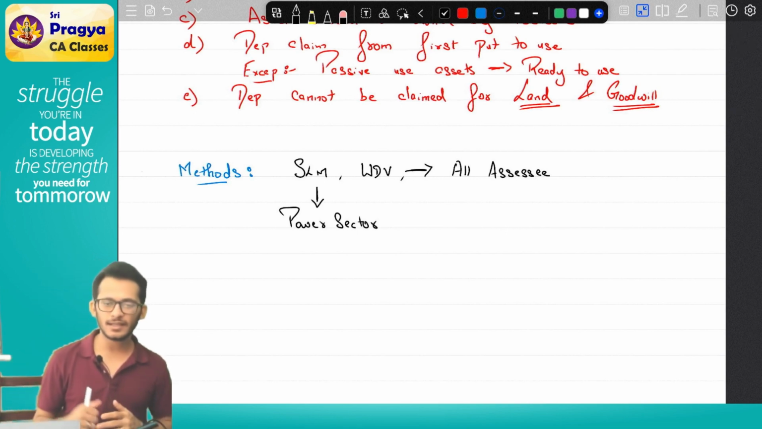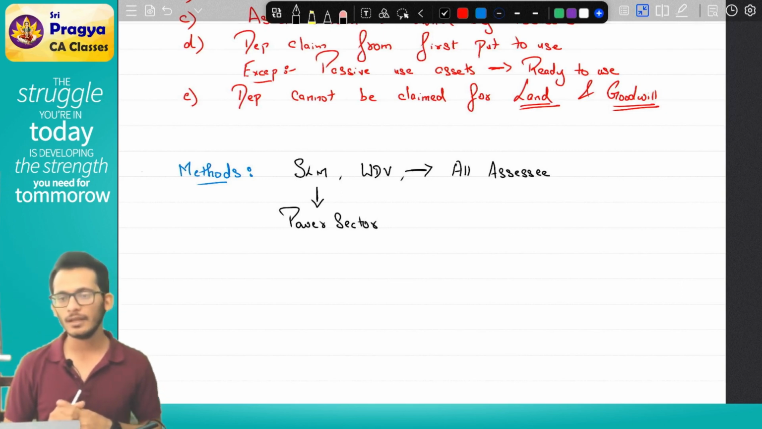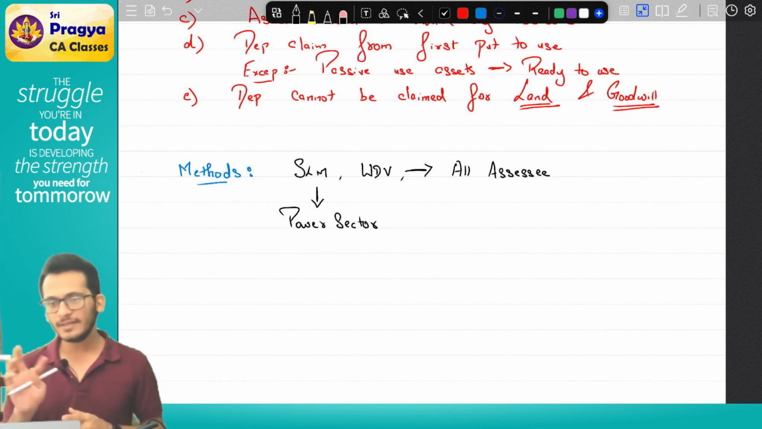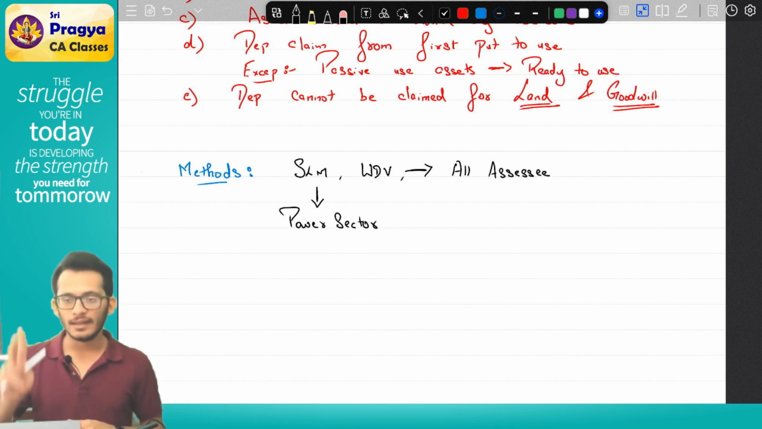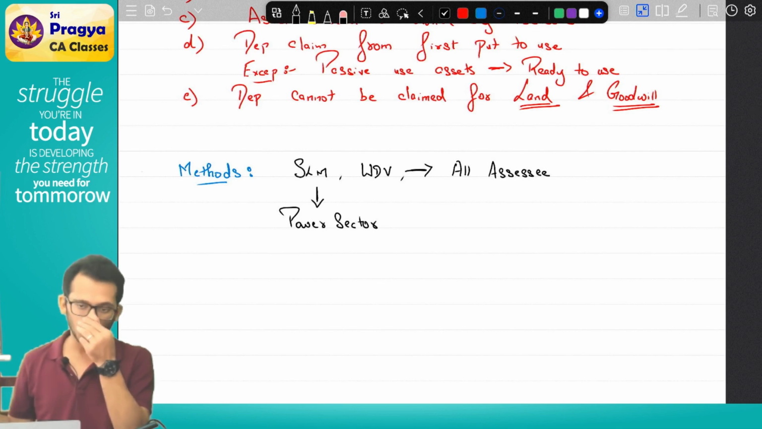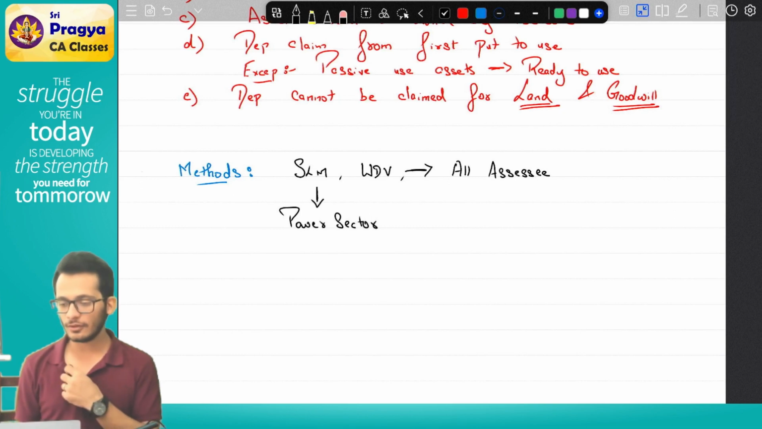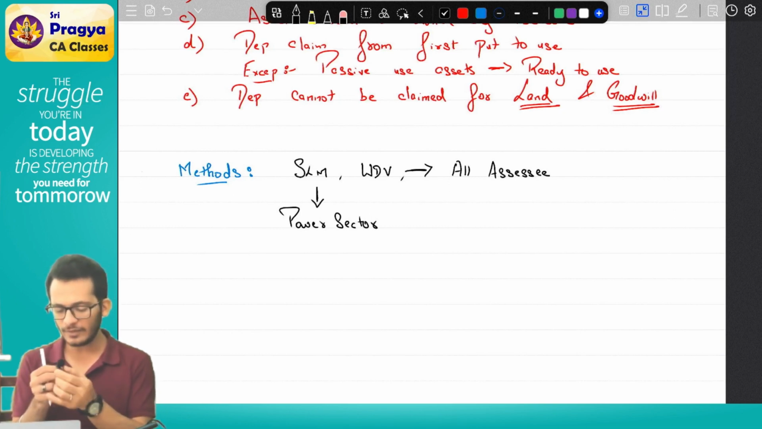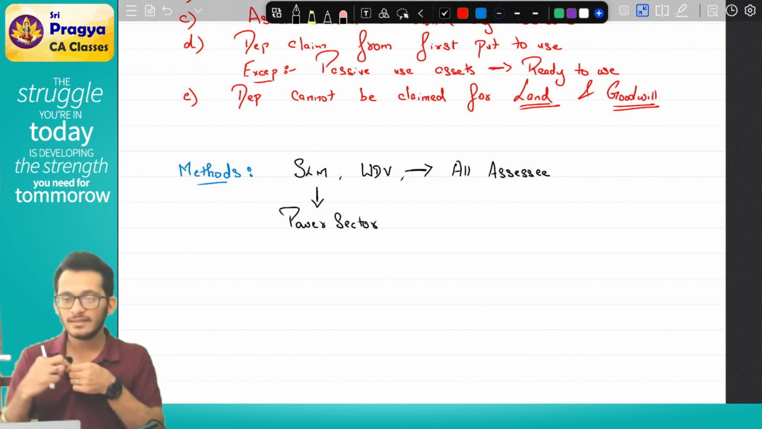If the power sector wants to do the WDV method, is it permitted or not? Permitted. Power sector can choose between SLM and WDV. Any other assessee can choose only WDV. Yes or no? This is what the methods of depreciation are. In your exams, you are predominantly going to follow WDV. Power sector very rarely comes in exams. Yes, this is the first thing.